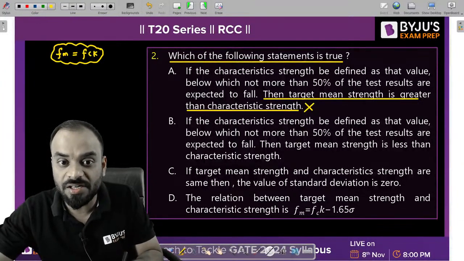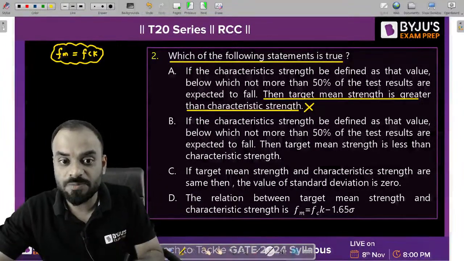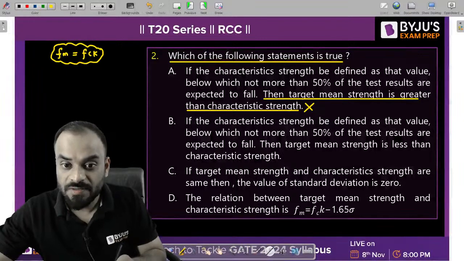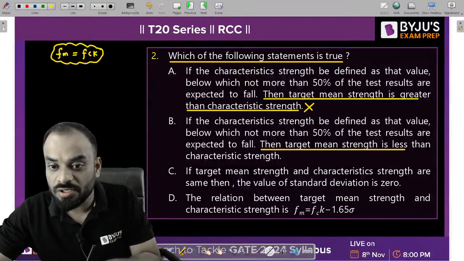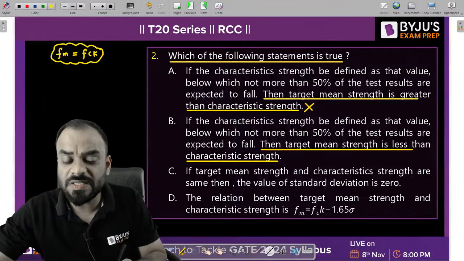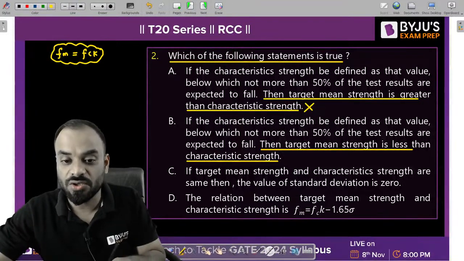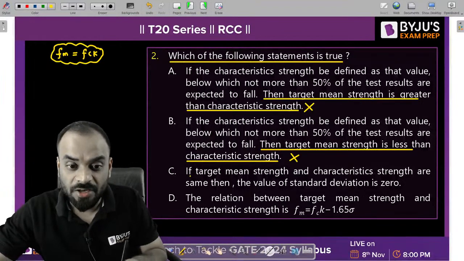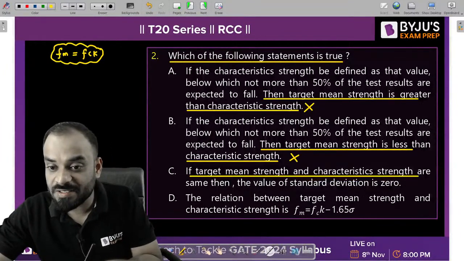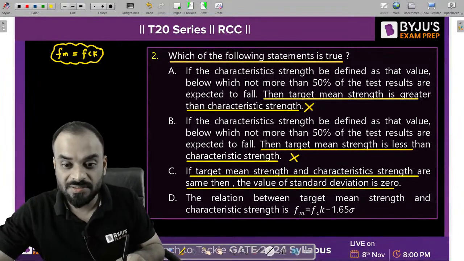If you are defining the characteristic strength similarly to your target mean strength, then this particular statement will be wrong. Similarly guys, the second statement is also wrong. The target mean strength is less than the characteristic strength. We are using the same definition for characteristic strength again, but this relation is wrong guys. If target mean strength and characteristic strength are same, then the value of standard deviation is 0.